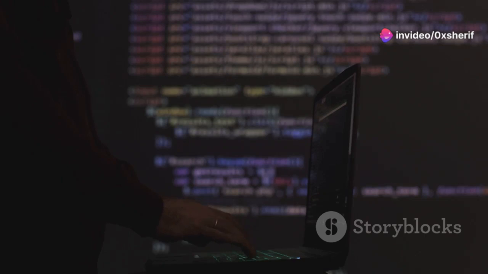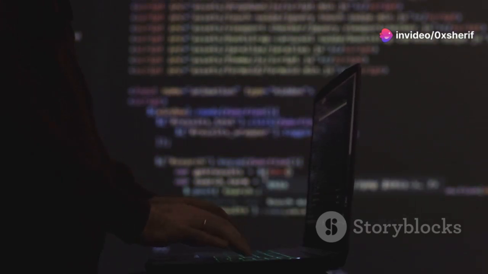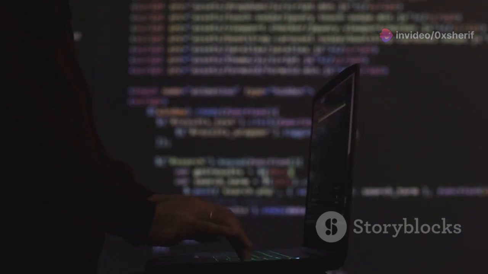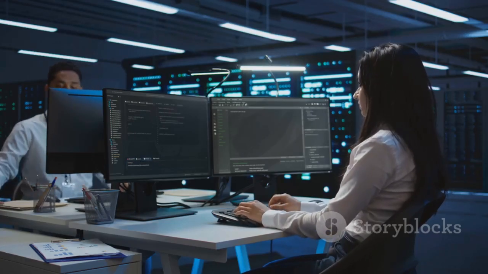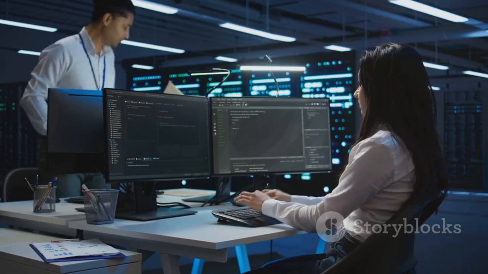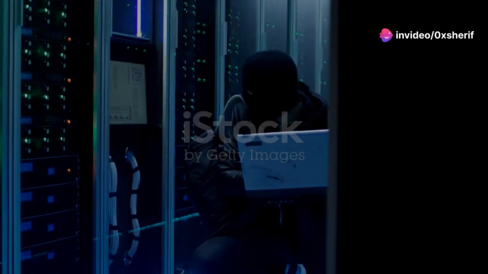Understanding how these attacks work and the methods to prevent them is paramount for developers and security professionals alike. By learning to recognize vulnerabilities and implement proper security measures, we can effectively mitigate the risks posed by SQL injection attacks.